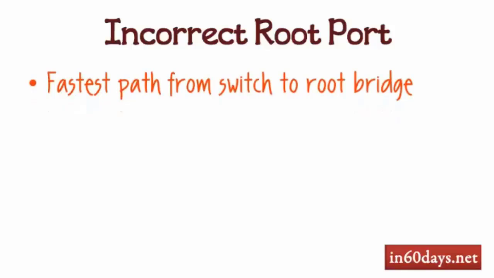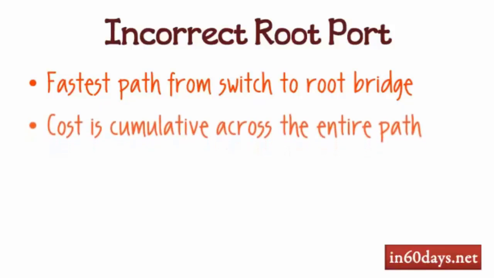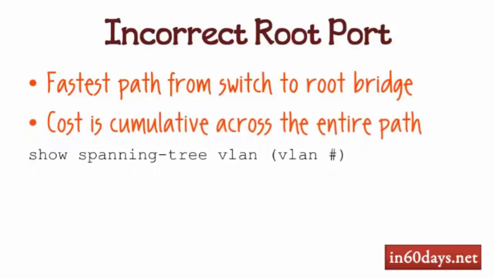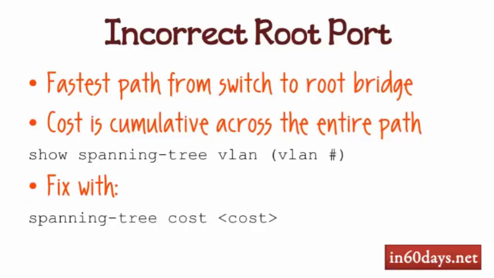The incorrect root port should be the fastest path from the switch to the root bridge. Just remember that the cost is added up, as I've said, so if you've got 3 switches, it's going to add the 2 paths between the 3 switches. Show spanning-tree VLAN and then the VLAN number, and fix it with spanning-tree, and then you can manually configure the cost.